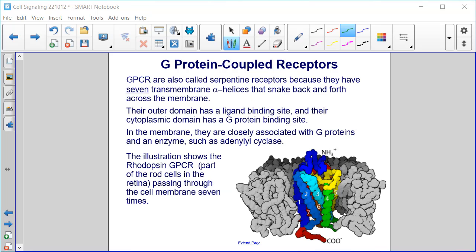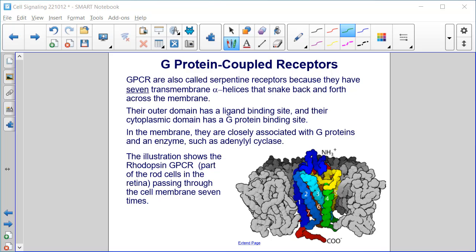GPCR are also called serpentine receptors because they have 7 transmembrane alpha helices that snake back and forth across the membrane. Their outer domain has a ligand binding site, and their cytoplasmic domain has a G protein binding site. In the membrane, they are closely associated with G proteins and an enzyme, such as adenylyl cyclase.